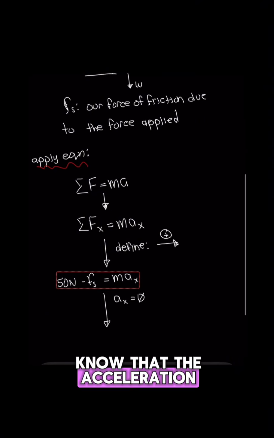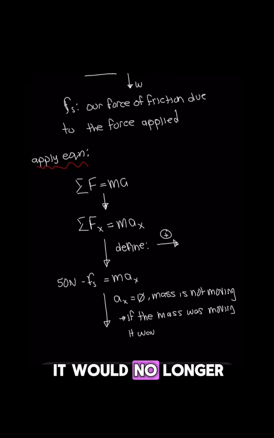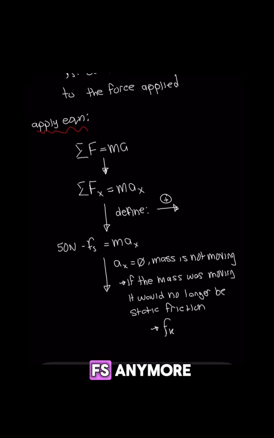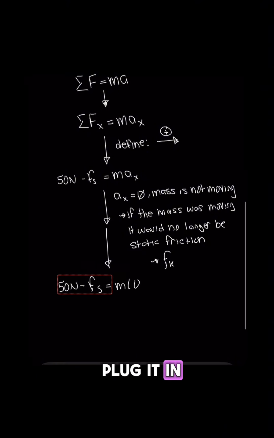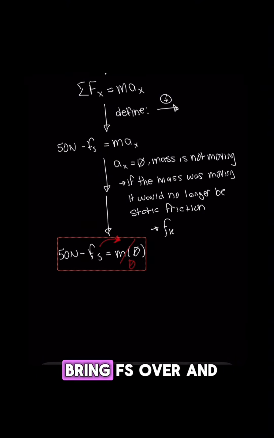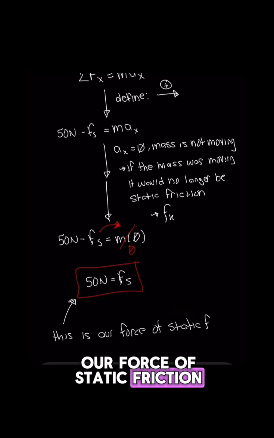From here, we know that the acceleration is equal to 0 because the mass is not moving. If the mass was moving, it would no longer be static friction, so it wouldn't be Fs anymore, it would be Fk, which is the force of kinetic friction. So then we can plug that in and get this expression here, and then we can bring Fs over, and we get this final answer. This is going to be our force of static friction due to the force applied.